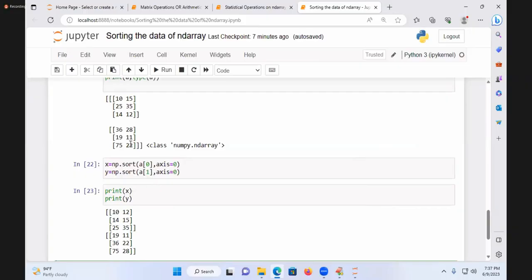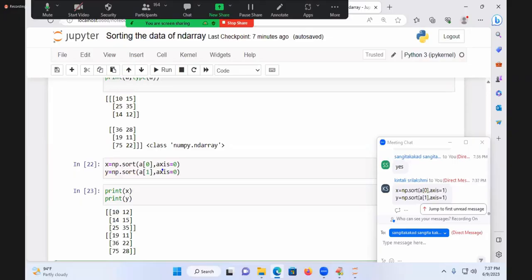Okay, one minute. Axis is equal to 0 means what? 10, 14, 25. Yes. 12, 15, 35. Okay. Second one also. 19, 36, 75. Okay. Good. Done. That is done.